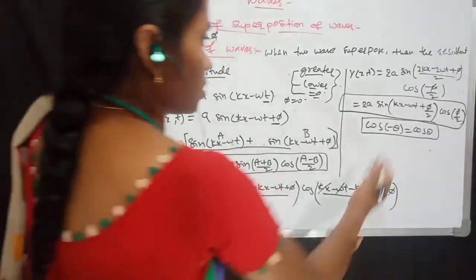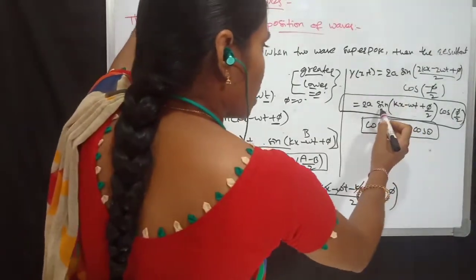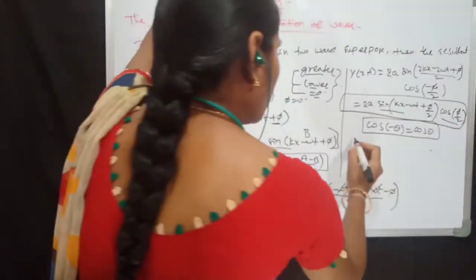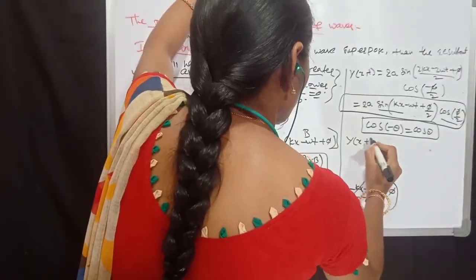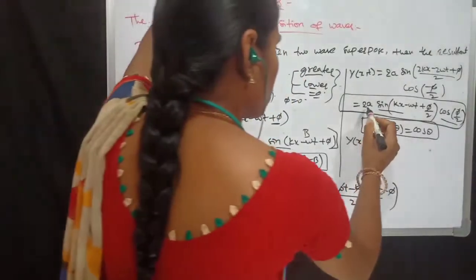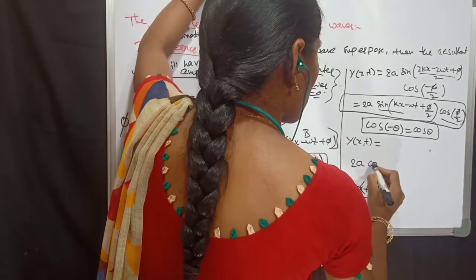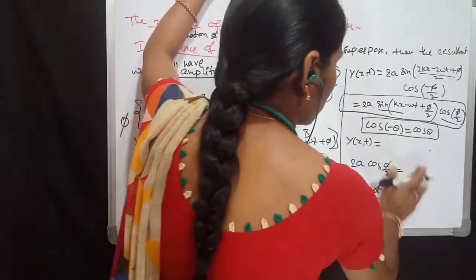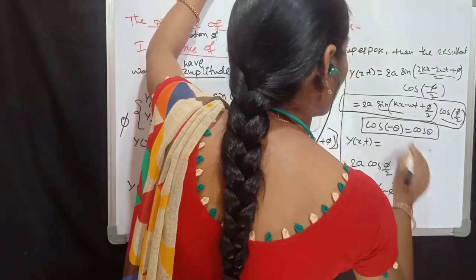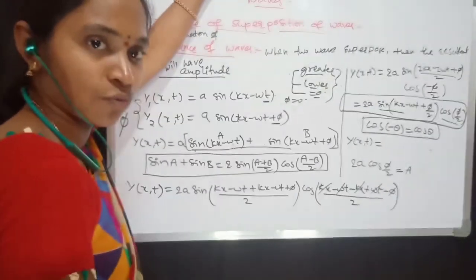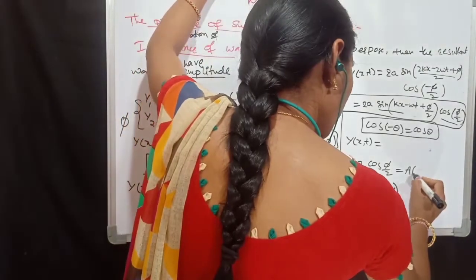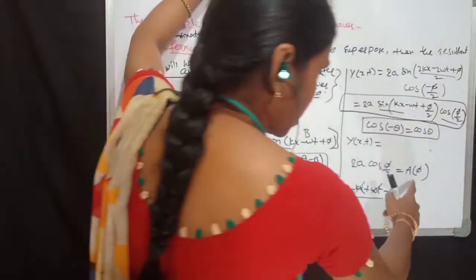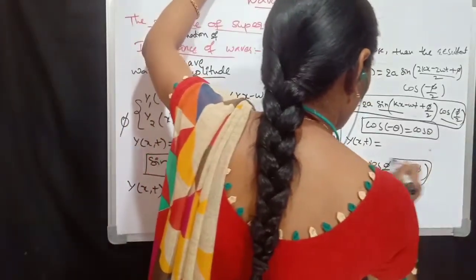Therefore, here in this equation we have the sine function and also the cos function. But I need only the sine function. For this purpose I am considering this 2a cos pi by 2 as the amplitude. This is the amplitude of this resultant displacement wave equation, and this amplitude is phase dependent. Therefore I have taken here A of phi.